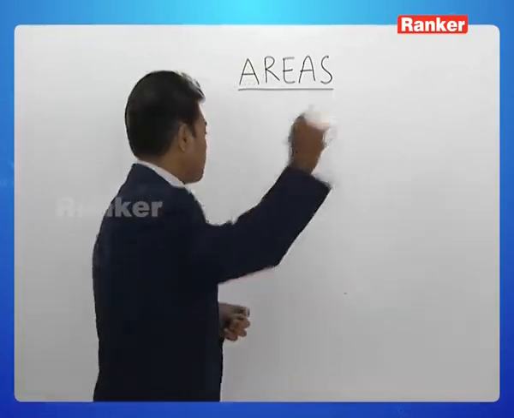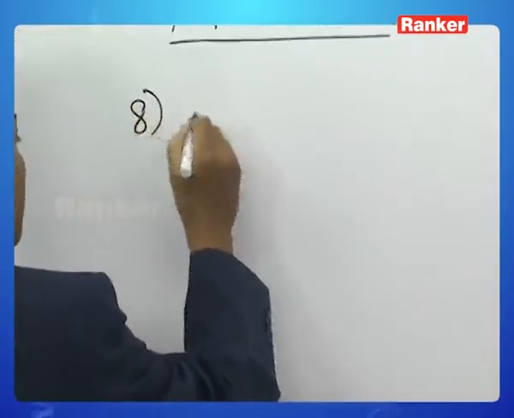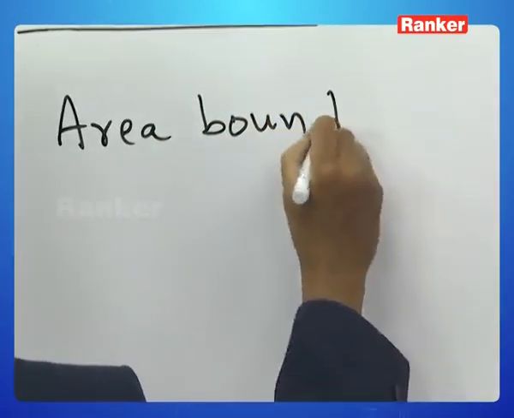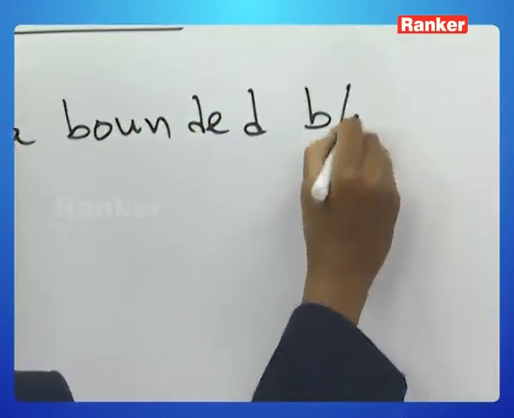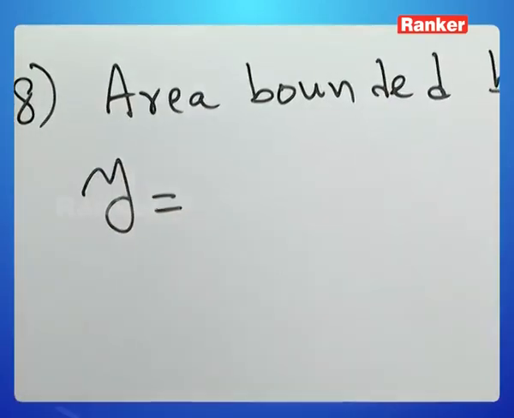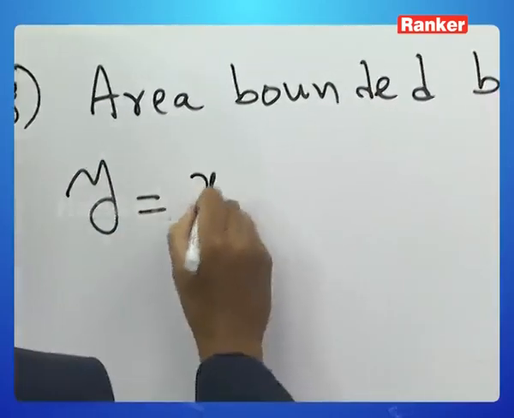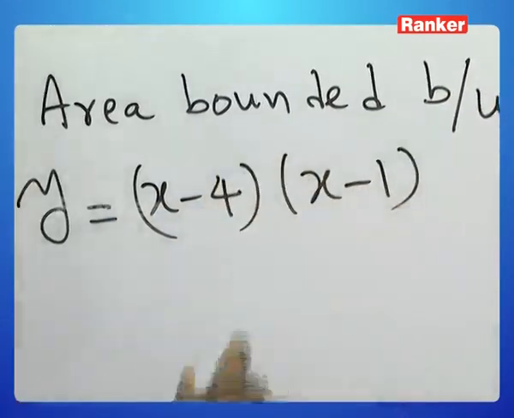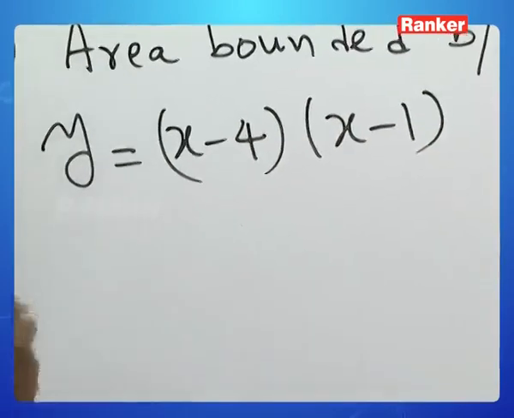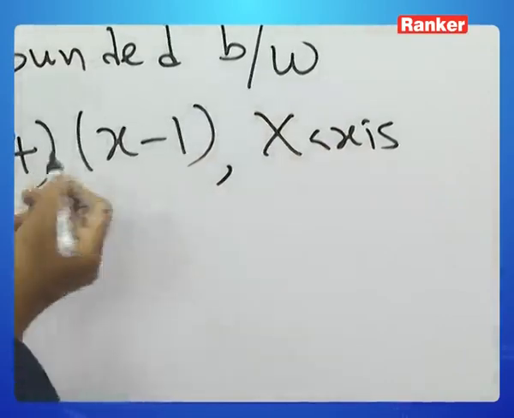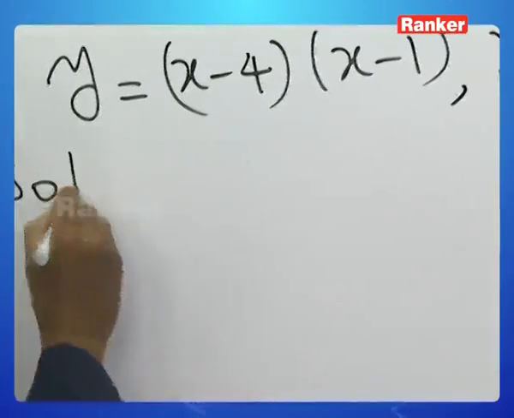Question number 8. Area bounded between the parabola y is equal to x minus 4 into x minus 1. Okay. And one more boundary is given, x axis. So, it is very clear, roots are 4 and 1.